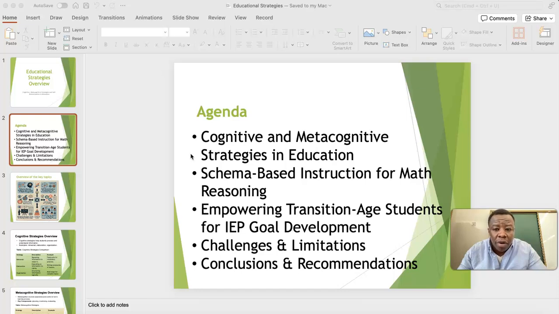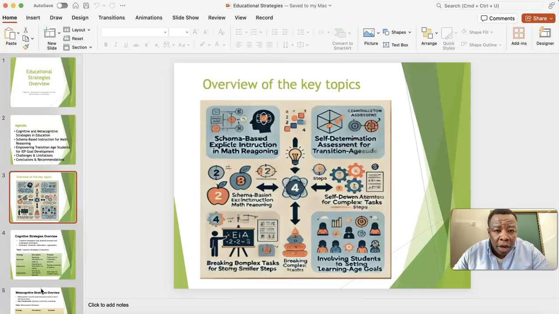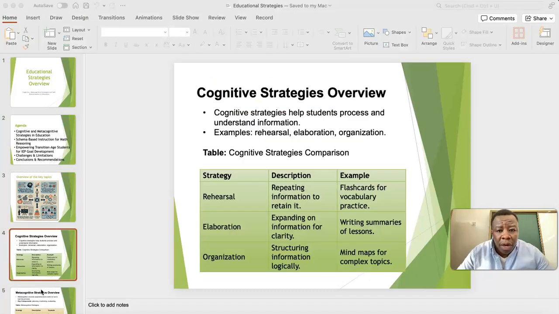Second is schema-based instruction for mathematical reasoning, which includes, but is not limited to, explicit instruction. The third is empowering transition age students for IEP goal development. The fourth is challenges and limitations to the above mentioned topics. And the fifth is conclusions and recommendations for further reading. The third slide contains an overview of the key topics mentioned herein. The fourth slide contains matters regarding cognitive strategies and its overview.